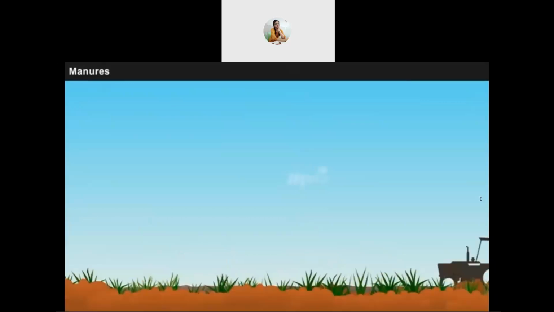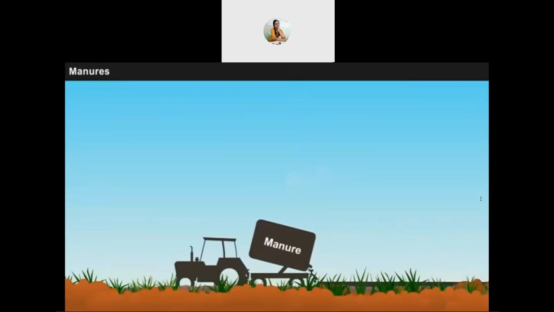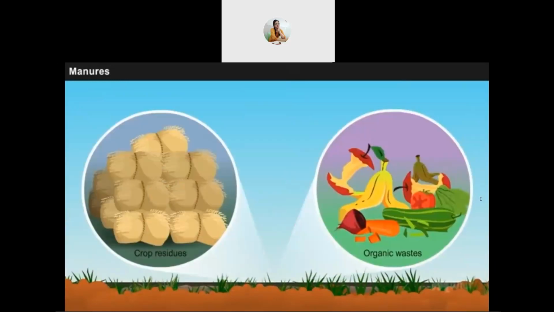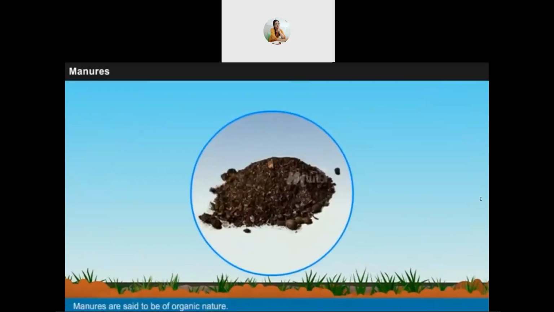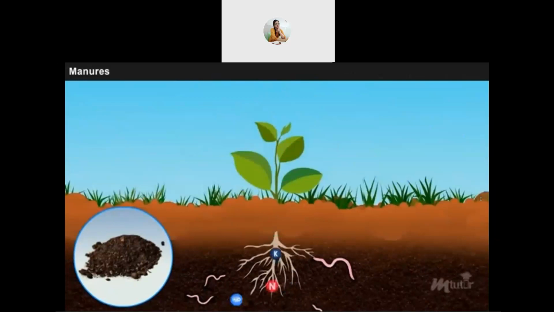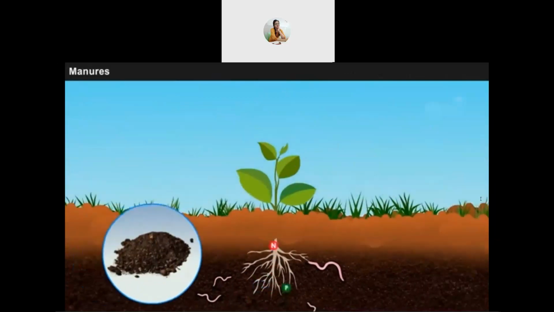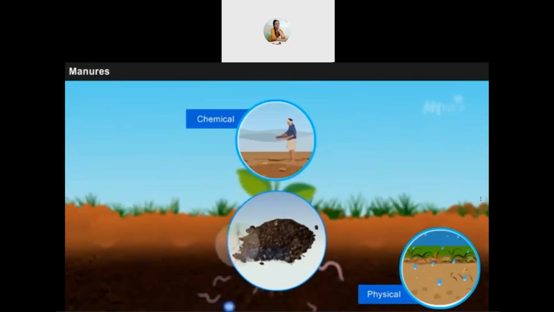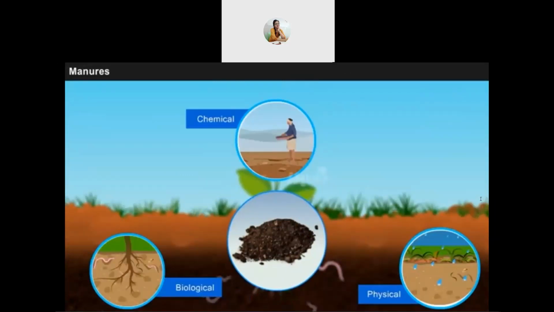Manures. Manures are generally denoted as the materials that are derived from organic wastes and crop residues without the addition of any other chemical components. Thus, manures are said to be of organic nature. They provide various nutrients to the plants. In addition, manures also contribute in improving the physical, chemical, and biological properties of the soil.